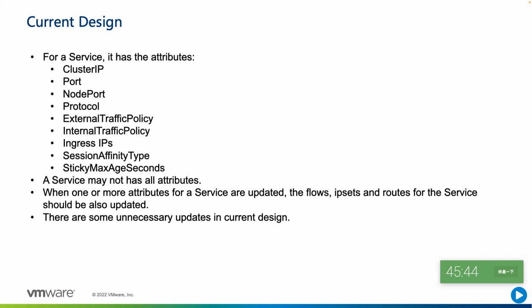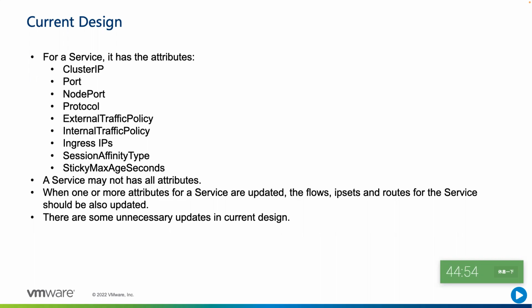For the current design, as we know, a service has the attributes listed. Of course, not all services have all these attributes. For example, for a load balancer or a cluster IP service, it doesn't have ingress IPs or external traffic policy. In the current design, when one or more attributes of a service are updated, the corresponding flows, IP sets, and routes for the service will be removed first, and then reinstalled.